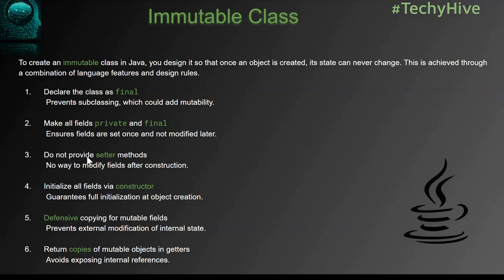Third rule says do not provide setter methods. Setter methods are used to update the state of the object. So to make a class immutable, we have to avoid creating the setter methods for the class. If we don't have setter methods, then there would be no way to modify fields once the object is created. Fourth rule says initialize all fields by constructor because fields are final. So when you create the object, all of the fields should be injected through the constructor.